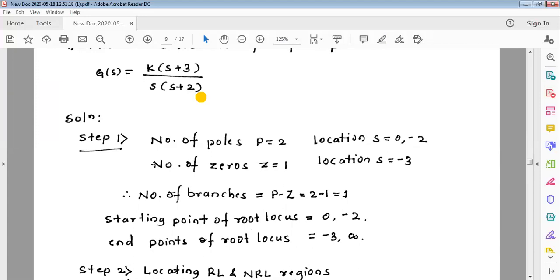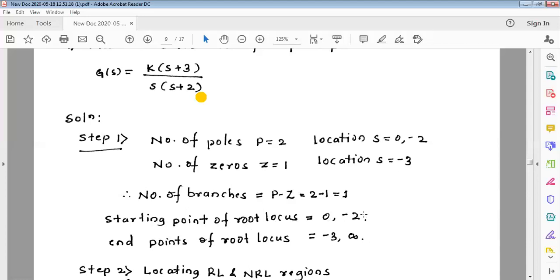Next, the number of zeros. We need to check in the numerator how many s terms are there. Only one s term is here, that is s plus 3. So therefore Z equal to 1. Its location is s equal to minus 3, by equating it to 0. So therefore, the starting points of the root locus are 0 and minus 2. Then the end points of the root locus are minus 3 and infinity.